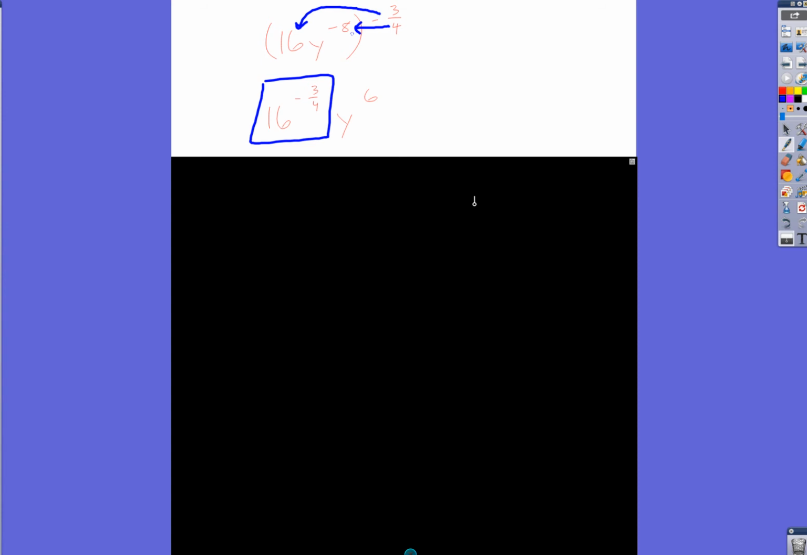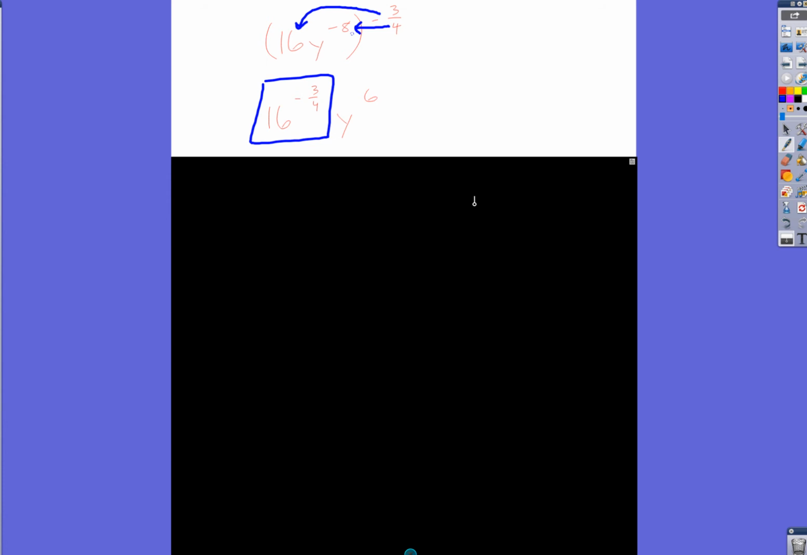Does anybody not know how I got the 6? So I can just forget about that for now, because I'm going to move my focus to where the box is. This says 16 to the negative 3/4 and then y to the 6. But the y is now being taken to a positive power, there's no more fraction. Okay, so the only thing left is the negative on the 3/4 and then the 3/4 itself.